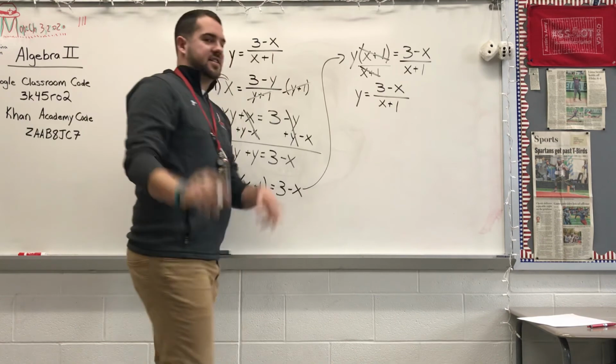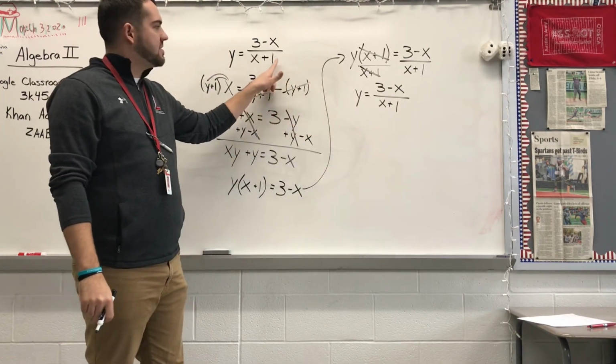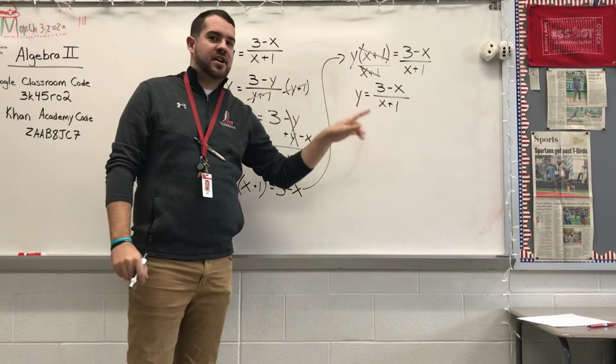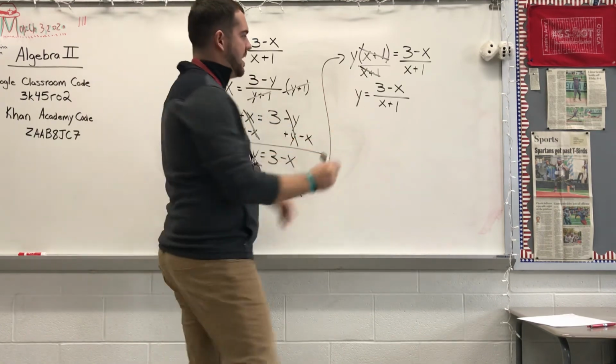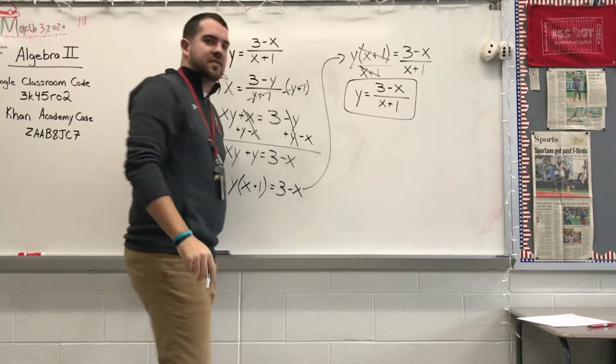Now, this is a unique situation because what you may notice is this is the same as this. So the inverse of this equation is actually itself. So this right here would be your answer, and that's how you find the inverse of a rational equation.